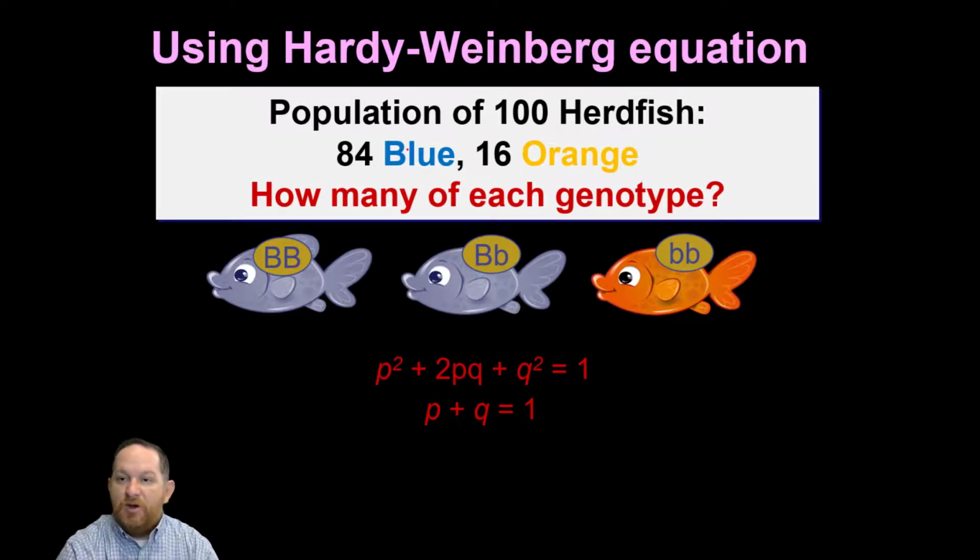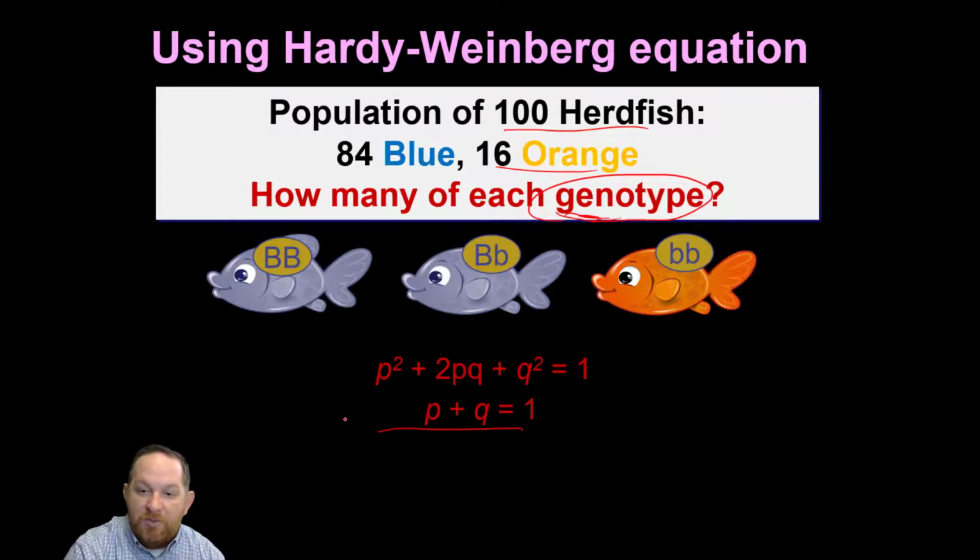So here's a typical Hardy-Weinberg equation problem. Let's say we have a population of 100 herd fish. 84 are blue, 16 are orange. We want to know how many of each genotype. All right, so let's remember our two equations. We've got p plus q equals 1, p squared plus 2pq plus q squared equals 1. Remember, this is the equation for the alleles. This is the equation for the genotypes, or the individuals. So to solve this equation, we've got to figure some things out. And I'm going to give you a big hint.